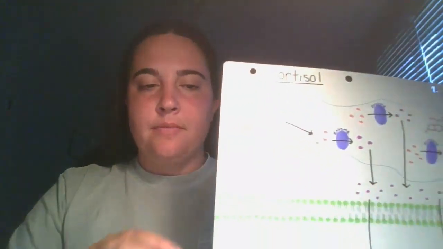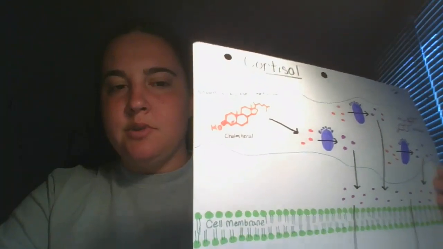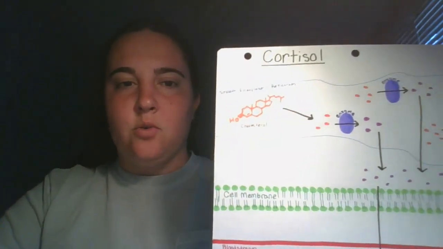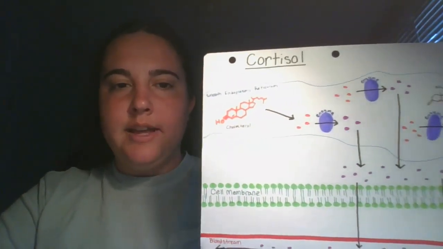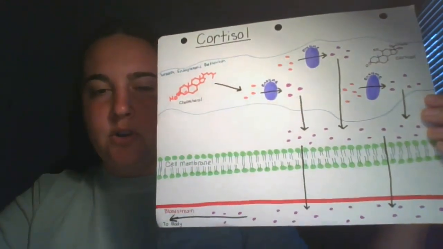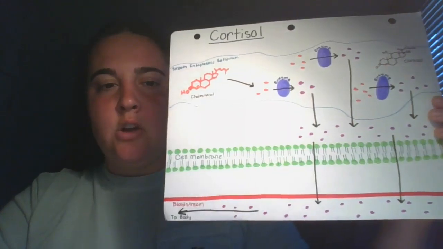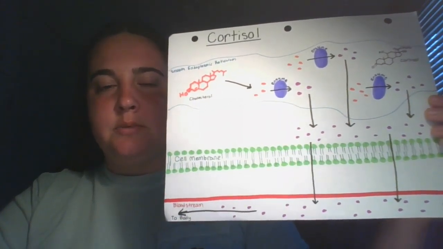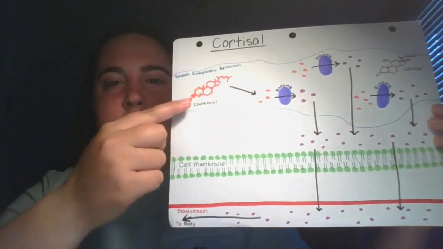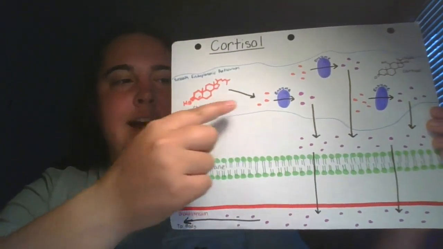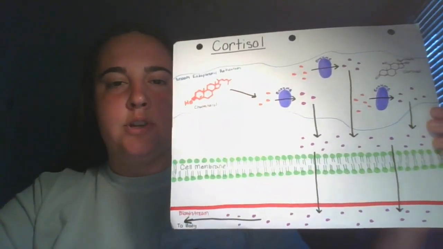The synthesis of the steroid hormone cortisol begins in the smooth ER of the adrenal cortex cells. Unlike proteins, steroid hormones are derived from cholesterol rather than synthesized on a ribosome. Cholesterol is transported into the smooth ER, where a series of enzymatic reactions convert it into cortisol.